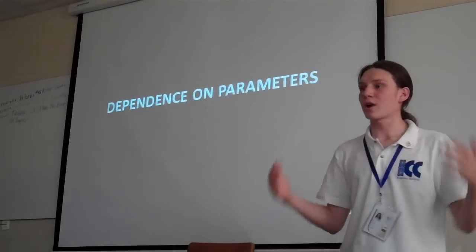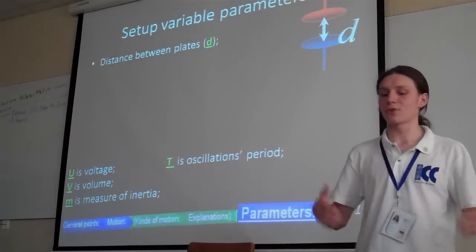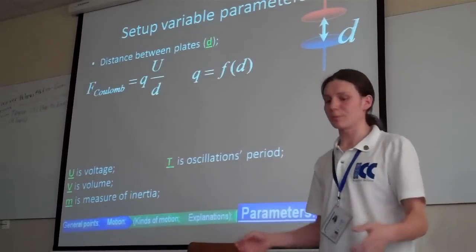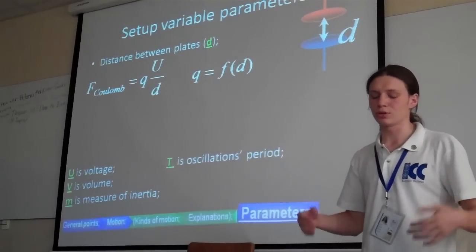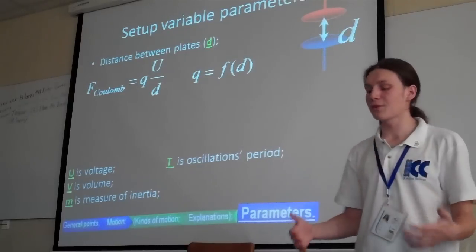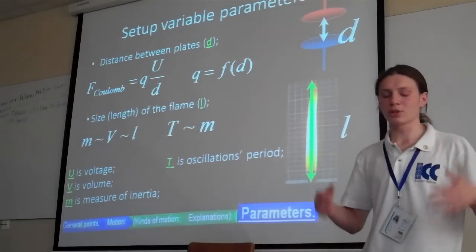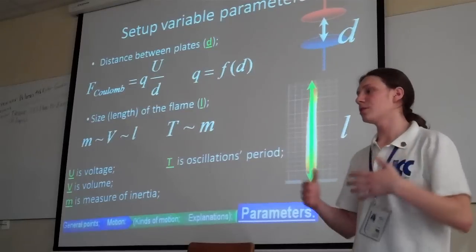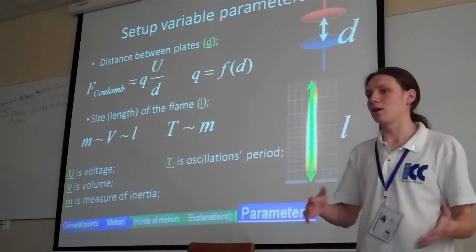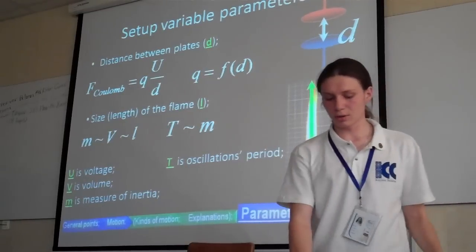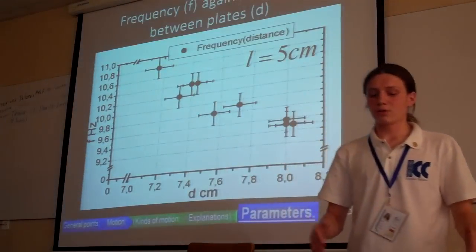So now let's look at how they depend on parameters. Well, let's check first the set of variable parameters. First is the distance between plates. It will affect the Coulomb force, as we said, and also the charge of the flame, as we saw in our experiments. Also, a variable parameter is the length of the flame. It increases the inertia of the flame, which we can call mass, but it is something very close, not exactly the same.